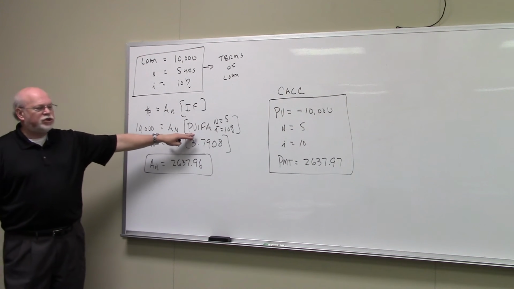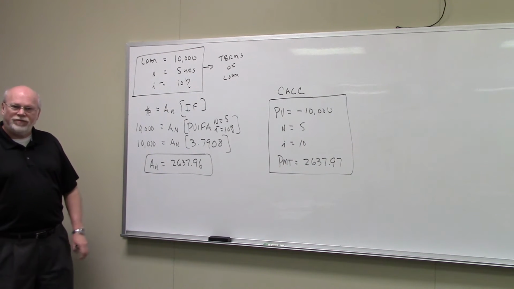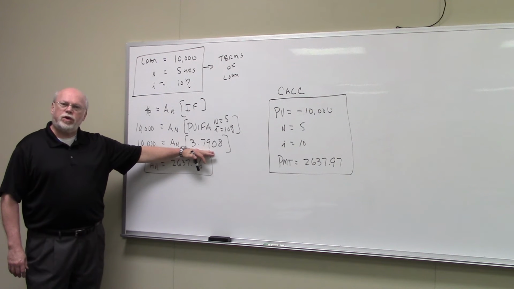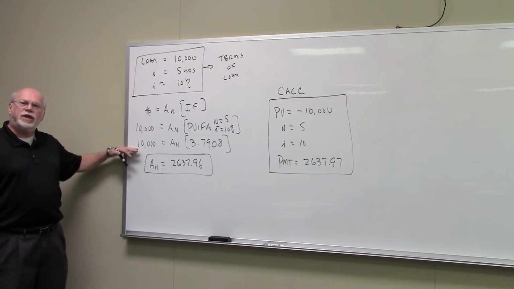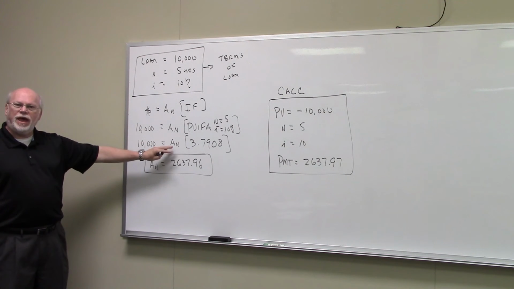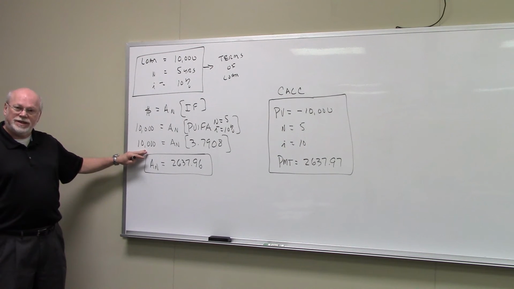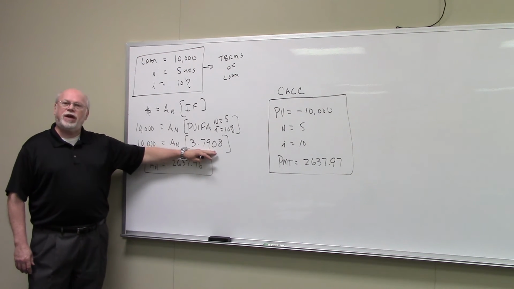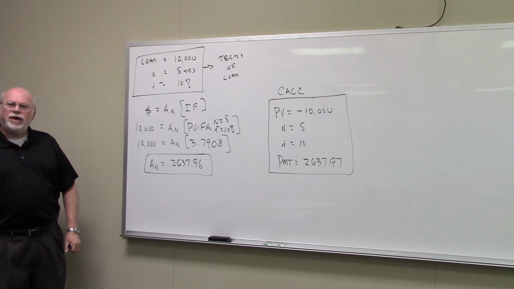If you look up this interest factor on your interest factor tables, your PVIFA at 5 and 10%, you should find 3.7908. And again, what you're left with is one equation and one unknown. To find out what the payment is on the loan, the value of the annuity, you take the big dollar amount, $10,000, and divide it by 3.7908. And that's going to give you $2,637.96. So that's the payments on the loan.